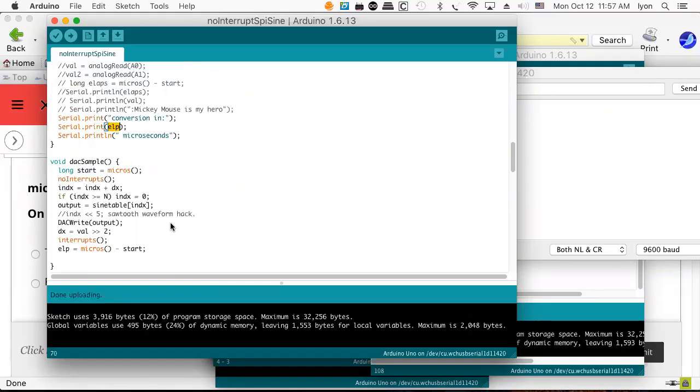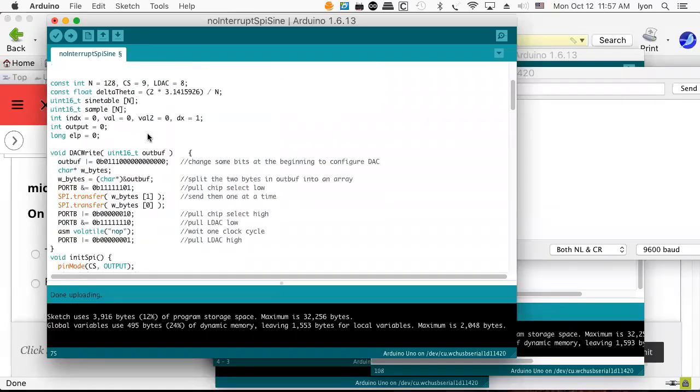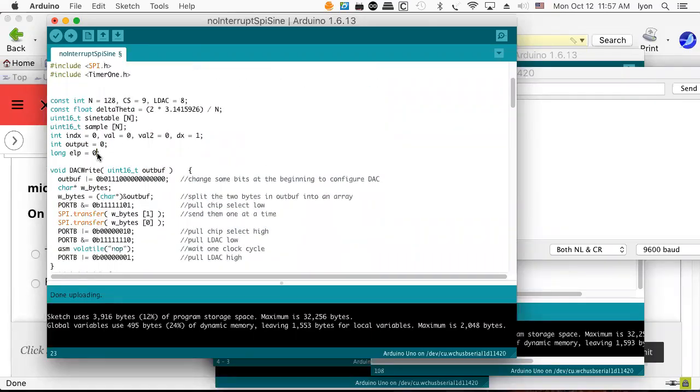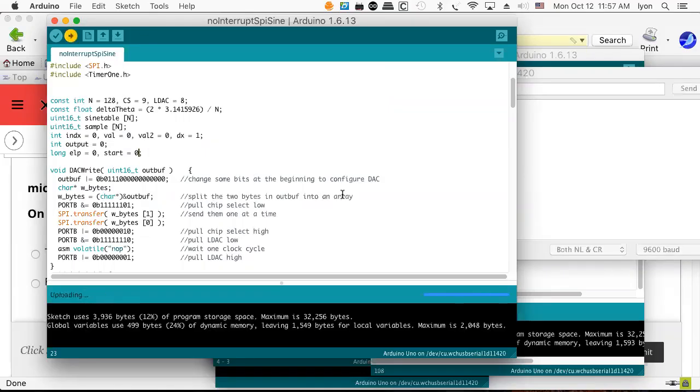In fact, I could make the start a global as well. That way you don't have to locally initialize a new variable when you enter into the interrupt service routine. It's a bit of a speed hack. So we'll make the start equal to 0. I don't think that's going to change the rate at which this runs.